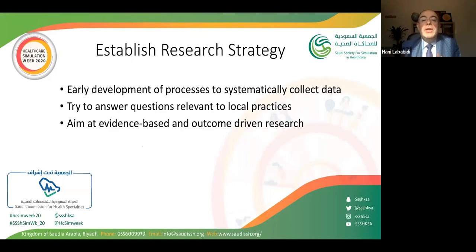You cannot have a simulation center, which is education, university, academic, without a research strategy, and have the research strategy early on. Anything you do can be a project for research. It is like human behavior. Adult learning offers an endless amount of research you can do. So raise questions and try to answer these questions, and aim at evidence-based and outcome-driven research. This will help to convince the high administrators to pay for these technologies.